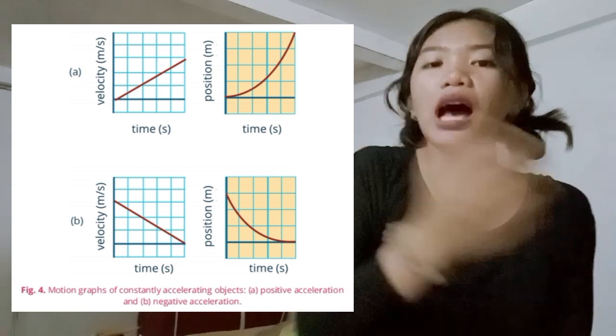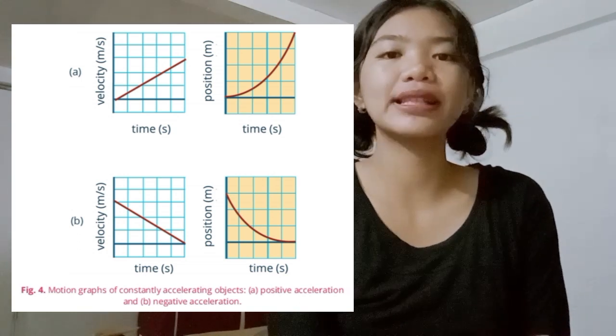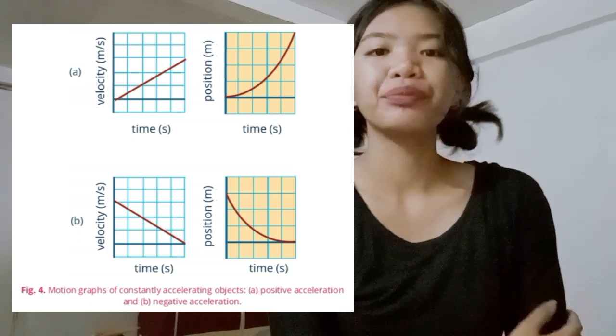In figure B, an object that has a negative acceleration has a constant decrease in its velocity per unit time. Moreover, the position traveled by a negatively accelerating object exponentially decreases over time.